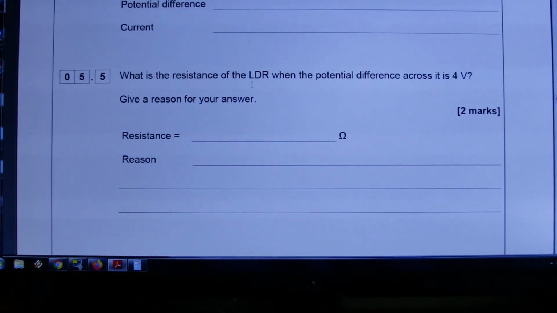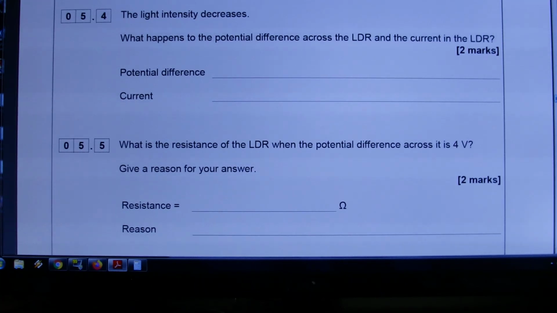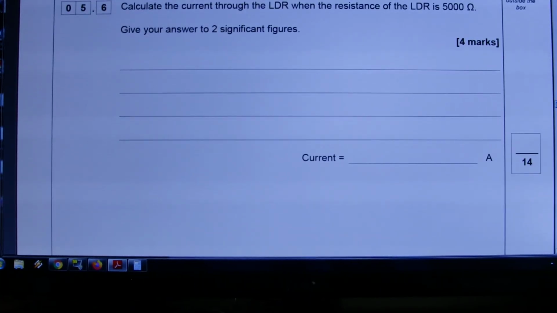What is the resistance of the LDR when the potential difference across it is 4 volts? Well, the reason is pretty much as I already explained, that this voltage is split across these two in proportion to their resistances. If this is 4 volts, it is 1/3 of the 12 volts from there to there. So this must be 1/3 of the total resistance from there to there. So that must be 2/3, so that must be half of that. It is 1000 ohms.